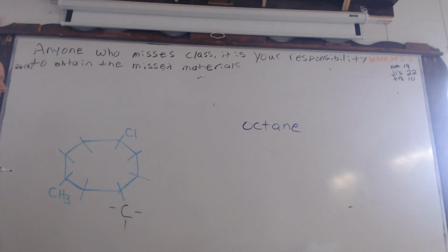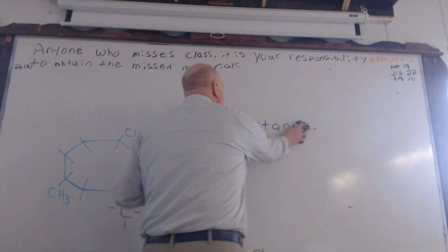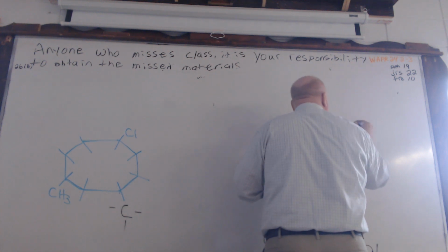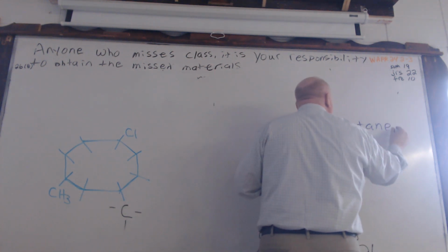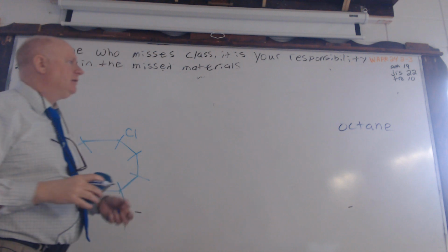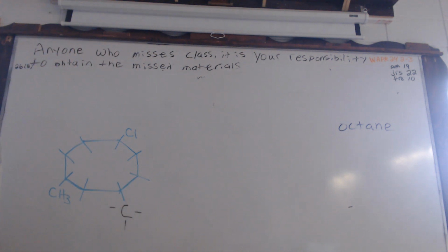So then there's something specific we need to put in front of that octane. Put them over here, because we're going to need all that space. Because this is not a straight chain like we saw with that heptanoic acid. It's not a branched chain. It's a what type of structure? It's a ring structure.